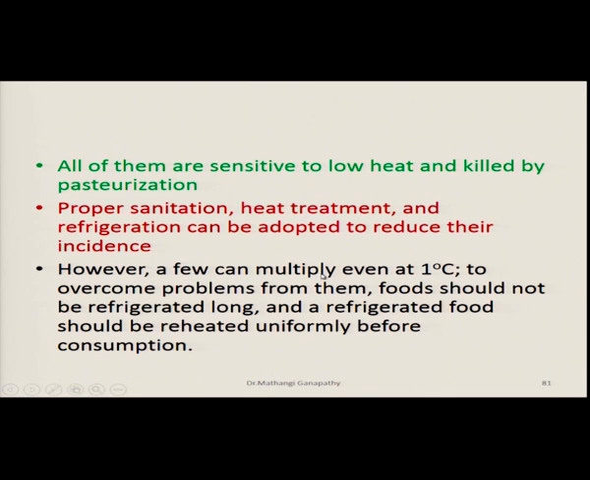However, a few can multiply even at 1 degree. To overcome the problems with them, food should not be refrigerated for long, and the refrigerated food should be reheated uniformly before consumption. So, in general, any enteric organism, whether it is going to cause disease in the intestinal area or whether it migrates to other cells, is going to produce diarrhea and vomiting as a symptom along with fever. And most of them either produce a toxin or react with the intestinal cells, causing the symptoms. Most of them can be destroyed by heat. So, well cooked and well boiled water or safe drinking water and proper sanitation would be the best precautions for avoiding the incidence of such diseases.